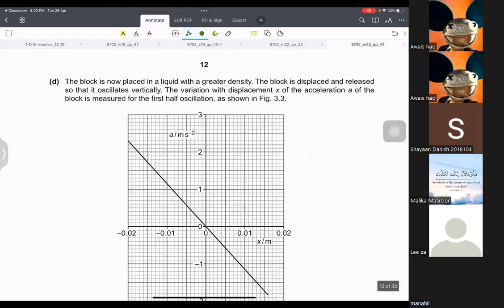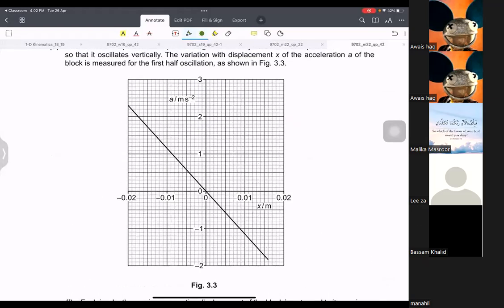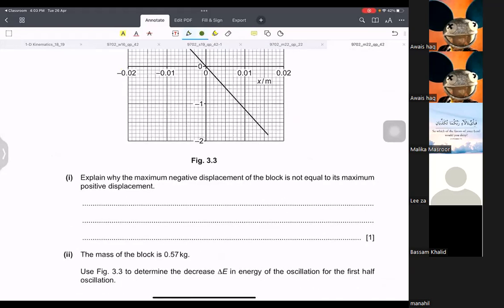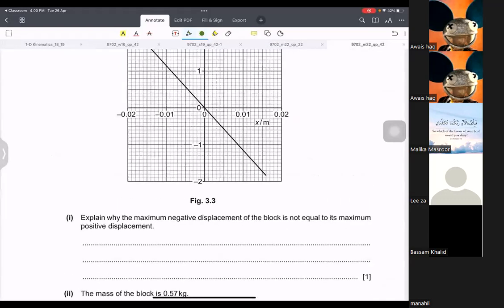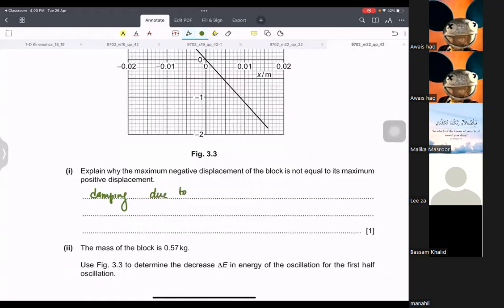Now, this one seems very difficult, but it isn't really. Okay. Explain why the maximum negative displacement of the block is not equal to maximum positive displacement. Interesting. There could be many reasons. Since it is inside water, you can say damping due to drag force. Drag force is the resistance against movement.